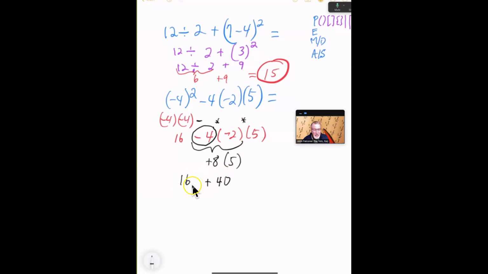And then the last operation will be addition. We'll add these two together. 16 plus 40 is 56. This will be our answer.